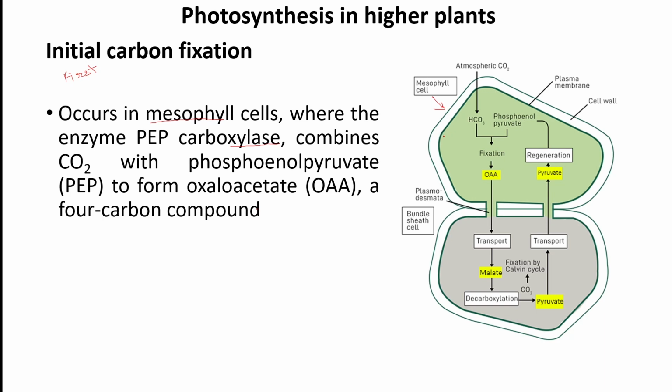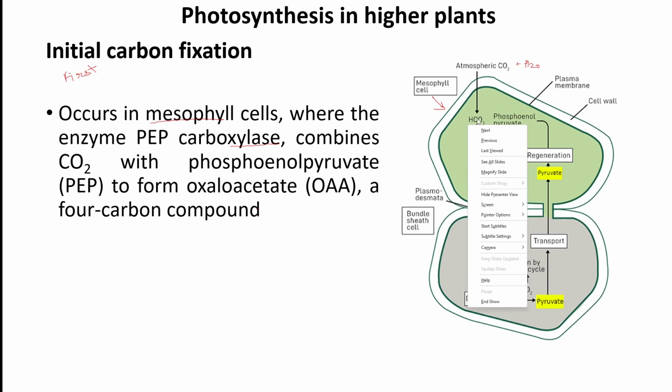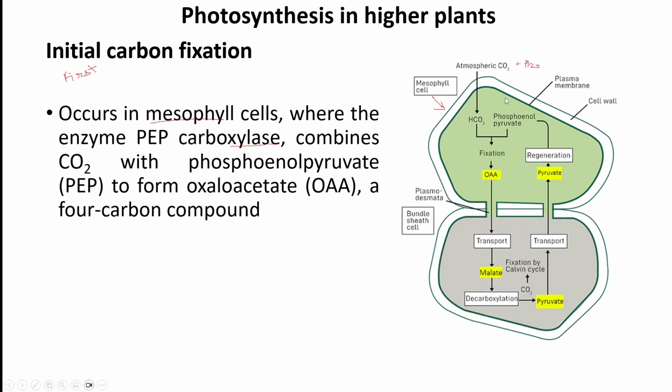Okay, so here you can see what happens. Carbon dioxide initially combines with water, leading to the formation of bicarbonate ion. Bicarbonate ion then combines with phosphoenol pyruvate, and leads to the formation of a 4-carbon compound known as oxaloacetic acid, which is the first stable compound.